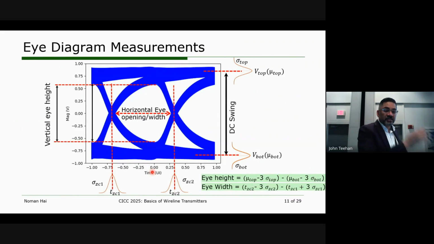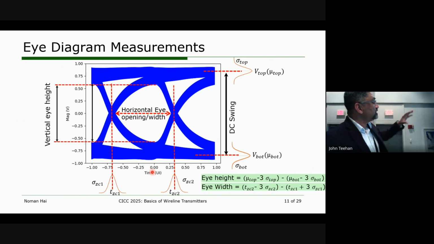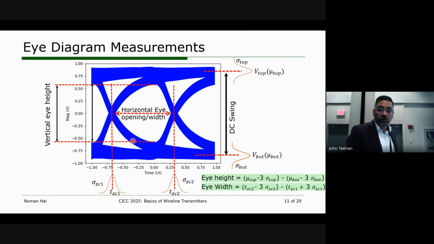So let's go to the next step on the eye diagram. I'm going to talk more about it. This is the NRZ eye diagram, non-return to zero. There are different eye diagrams, and we're going to talk about them. But these eye diagrams will tell us more about how real eye diagrams look. You can see we have a horizontal eye opening, which is the eye width as well. And then we have a vertical eye opening, which is the eye height in this case.